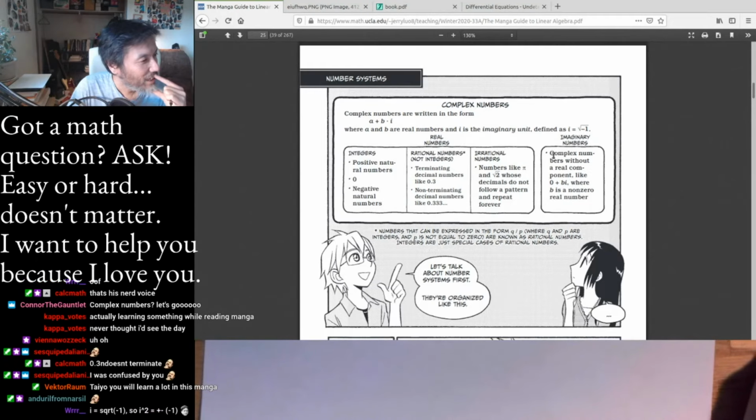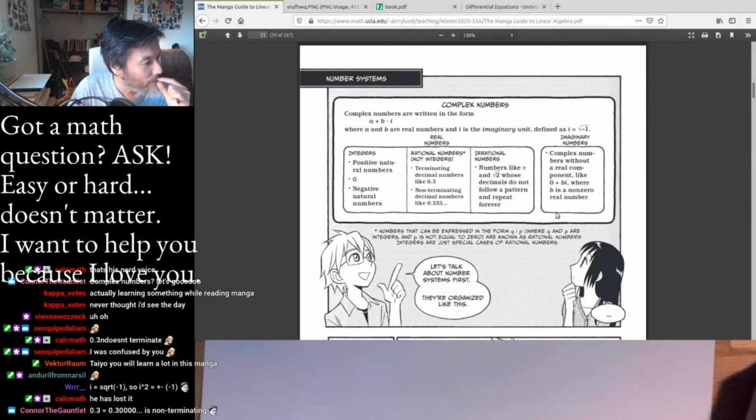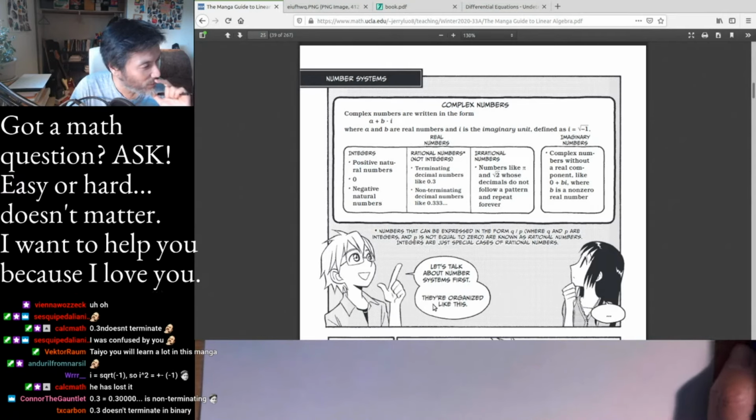Imaginary numbers: complex numbers without a real component, like 0 plus bi, where b is a non-zero real number. Numbers that can be expressed in the form q over p, where q and p are integers and p is not 0, are known as rational numbers. Integers are just special cases of rational numbers. Let's talk about number systems first. They're organized like this. Not sure how to vocalize that.